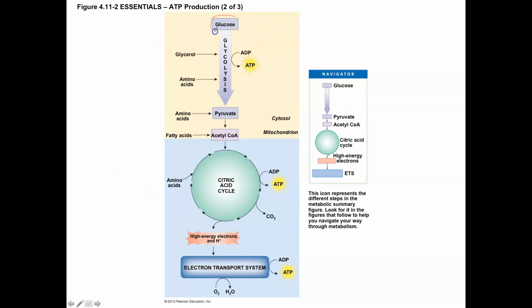And again, glucose is an important biomolecule to use because it goes through every step of these catabolic pathways. The enzymes for glycolysis are located in the cytosol of the cell. So glycolysis takes place outside the mitochondria. So we're in the cytosol of the cell, we're outside the mitochondria, and this is where glycolysis is going to occur. Glycolysis does not require oxygen.